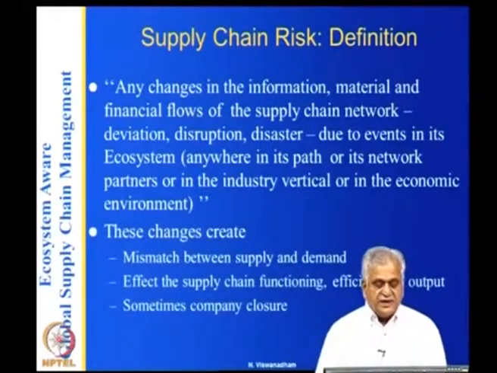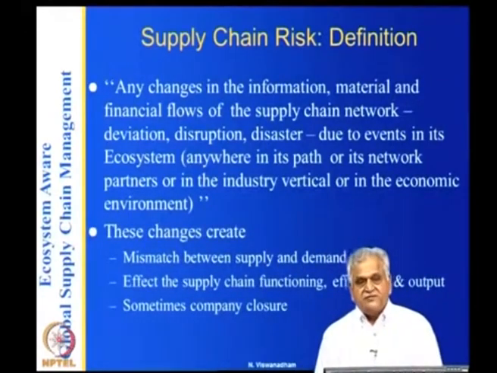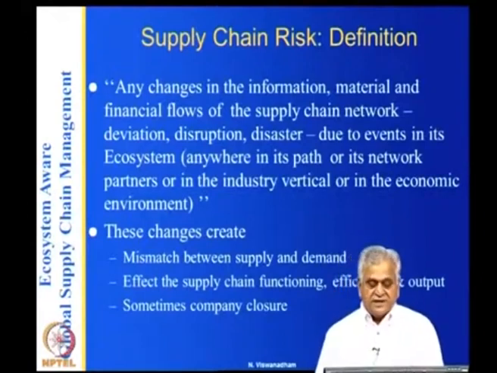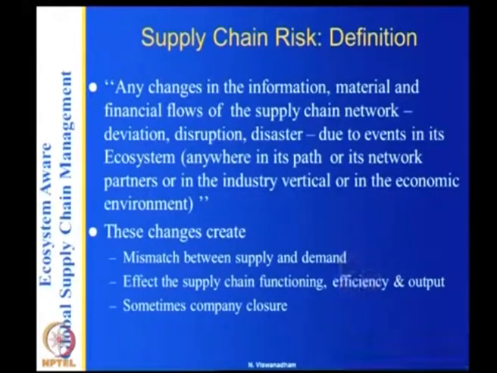So, how do you feel the effect of any risk or any disruption, deviation, or disaster? It is basically a mismatch between supply and demand. If demand gets affected because of some credit crunch or other things happening in advanced countries, then there is more supply than demand, there is a mismatch. So there is a lot of supply which needs to be junked.